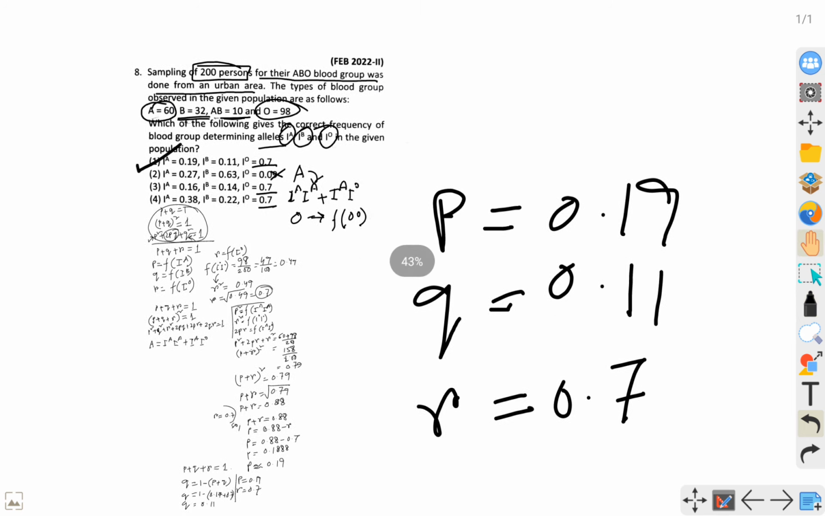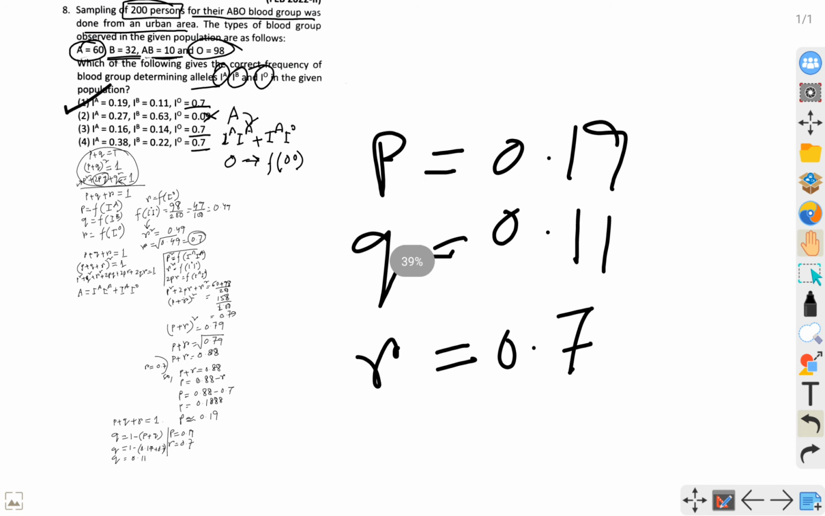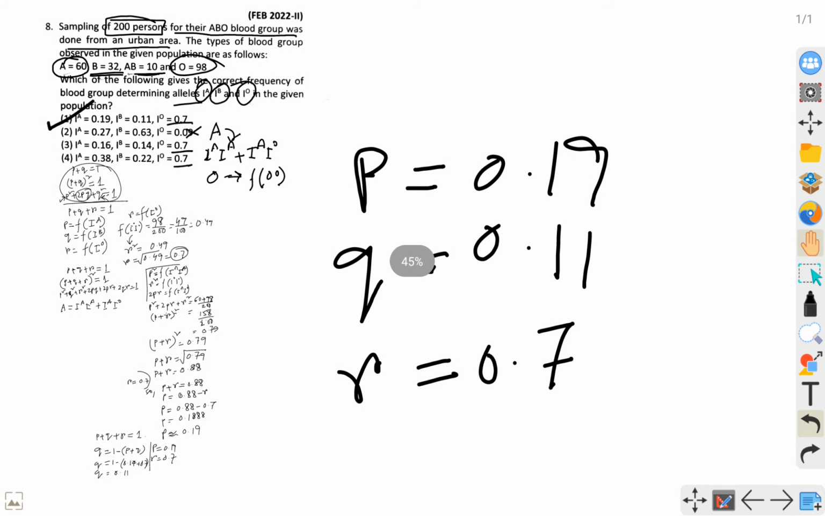So using this simple technique you can solve this kind of problem very easily.